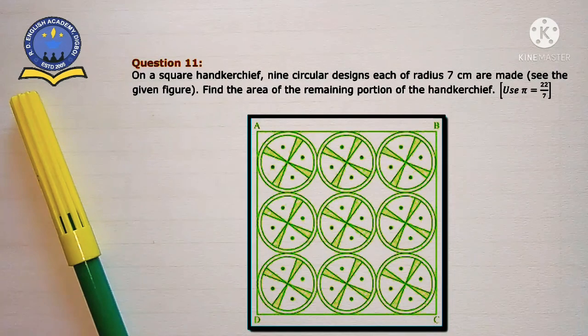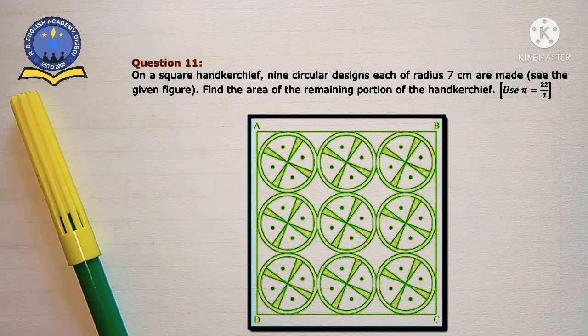As you see here, question number 11 is given. On a square handkerchief, 9 circular designs, each of radius 7 cm, are made. As you see in the figure given, find the area of the remaining portion of the handkerchief. That means a square handkerchief is given first, and under this handkerchief 9 circular designs are there, and we have to find out the area of the remaining portion.